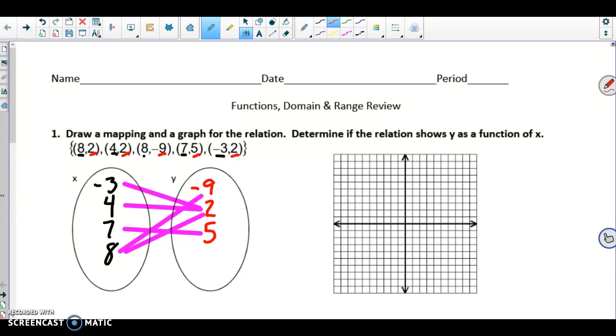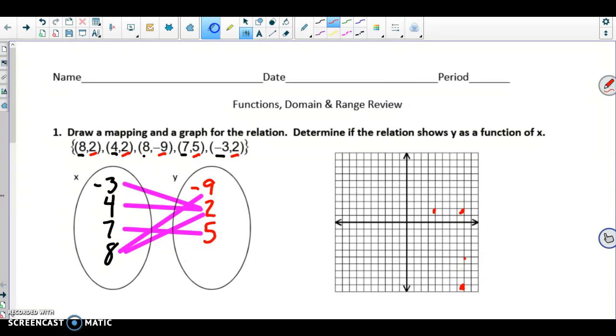So I'm going to go over 8, 1, 2, 3, 4, 5, 6, 7, 8, and up 2. I'll try to put a dot there. Didn't do very well, so let's try again. Nope, it's even worse. Okay, so it'd be in there. 4, 2, 1, 2, 3, 4, and up 2. Okay, 8, -9, so I'm over 8 and then down 1, 2, 3, 4, 5, 6, 7, 8, 9. And again, I'm not sure why that one showed up, but it did. And so we're going to get rid of that one.